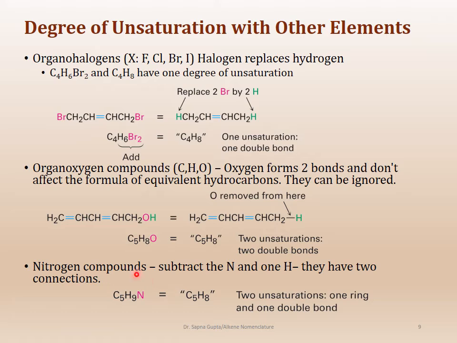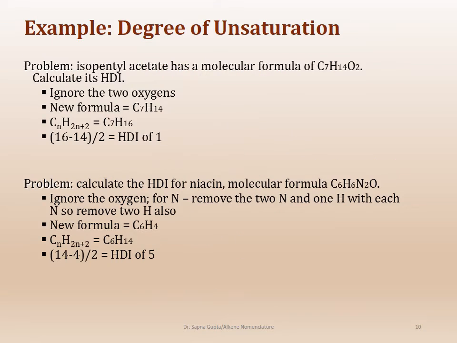And then with nitrogen compounds, you have to subtract the nitrogen and 1 hydrogen, and that is because nitrogen has 3 connections. So for example, if you have C5H9N, you remove the nitrogen, but you also remove a hydrogen, so C5H9N becomes C5H8. Remove the nitrogen and remove a hydrogen if you have nitrogen-containing compounds.